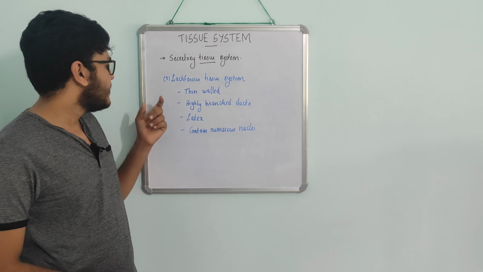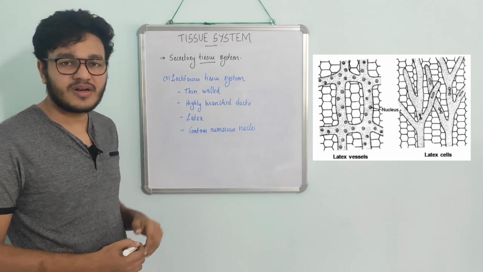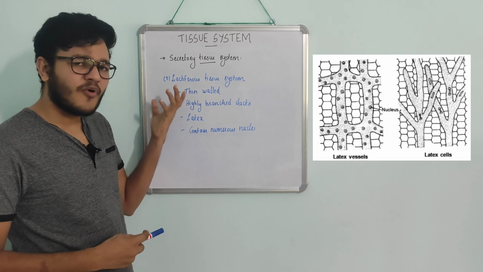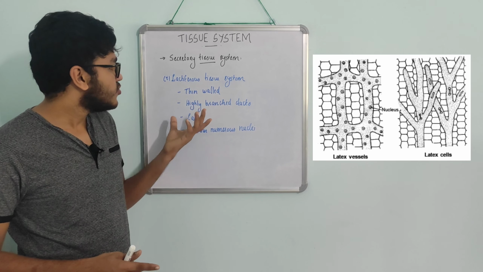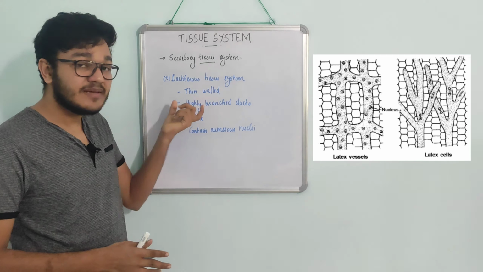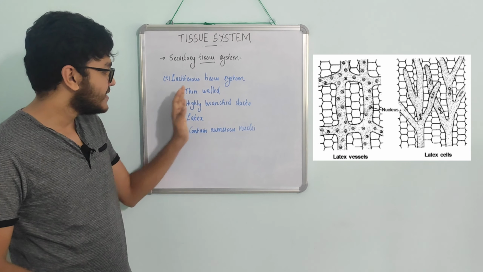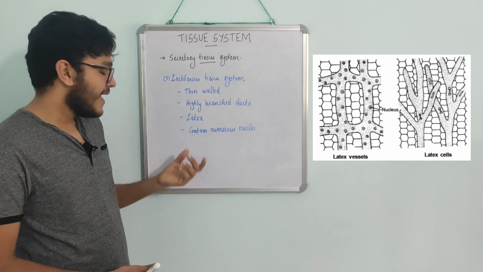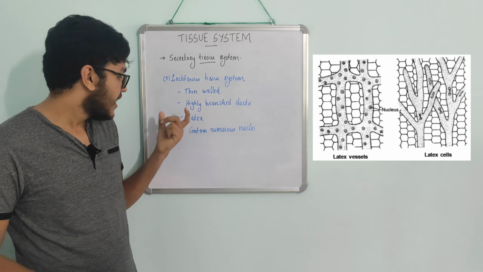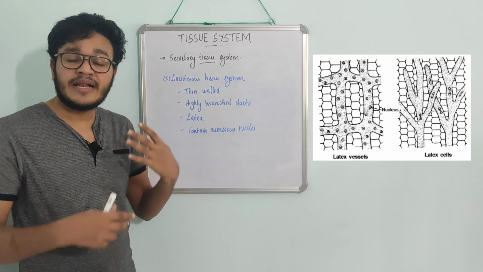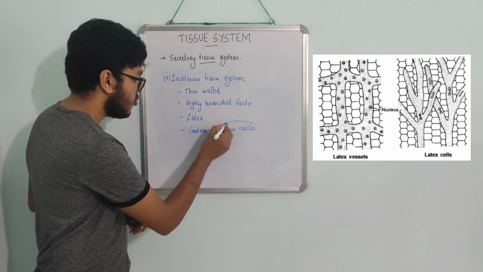Okay, now let's first see a brief introduction about the lactiferous tissue system, which is really important. The first point is thin wall. The cells or the cell wall of the lactiferous tissues or cells is thin walled, and it is highly branched because it has to secrete latex in all parts of the plant. So highly branched ducts are present, and the important point here is that it secretes latex in the plant. And from the entrance exam point of view, the most important point is that it contains numerous nuclei.